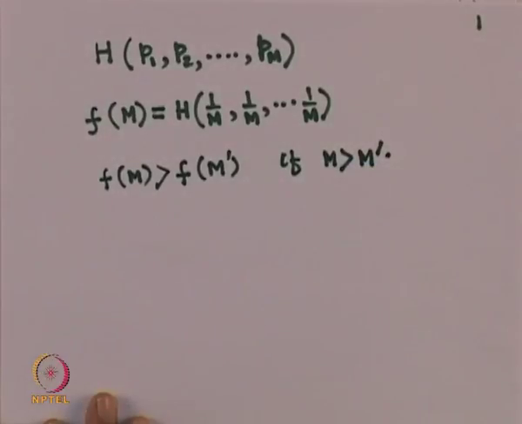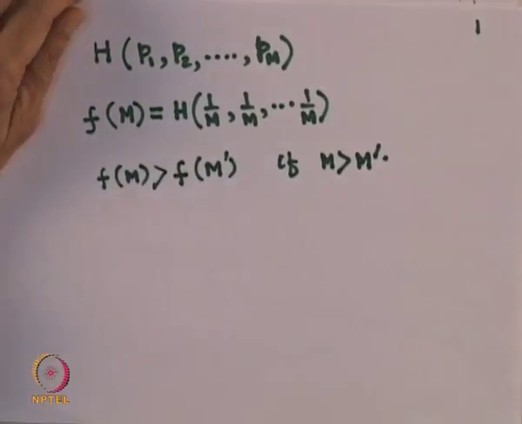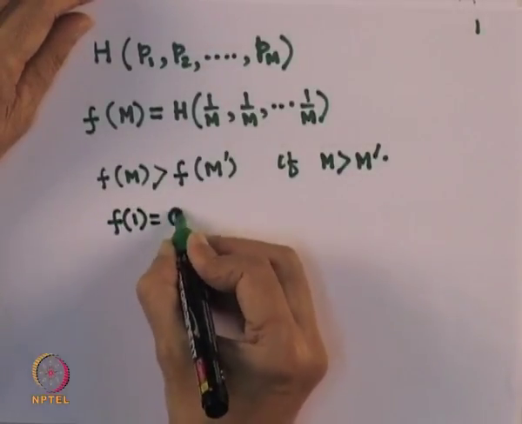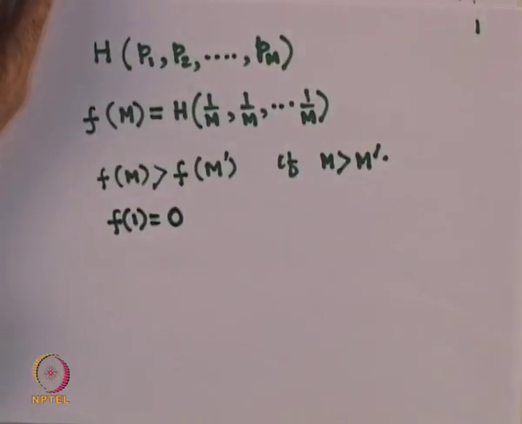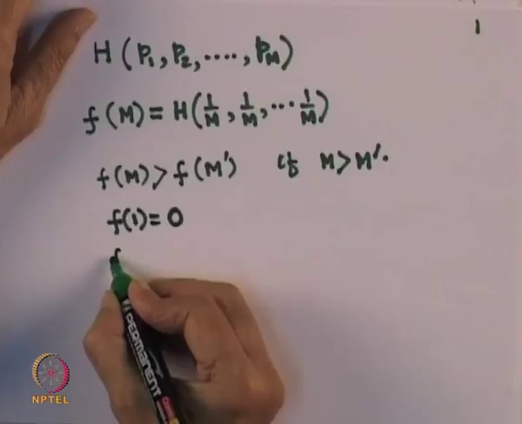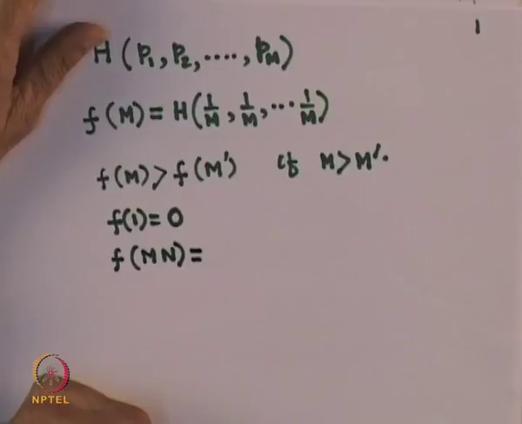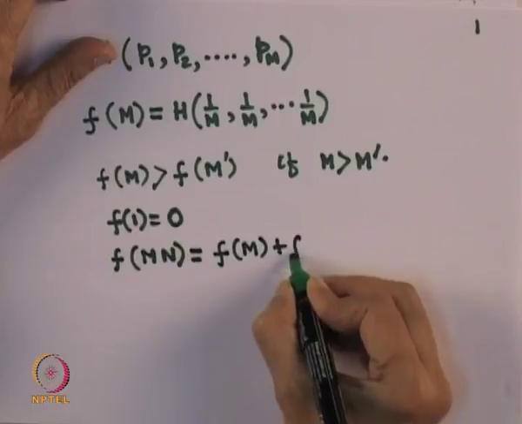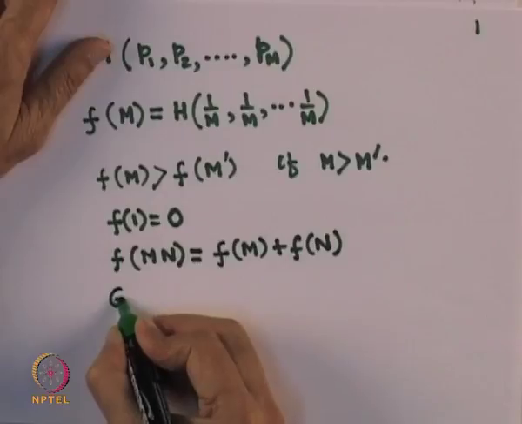The other properties were that its value for f of 1 is equal to 0. This arose because if there is just one event, there is no uncertainty associated with it. The third property was f of m times n. If I am talking about a joint experiment, then this must be equal to f of m plus f of n. And the fourth one, which had a longer expression, was called a grouping theorem.